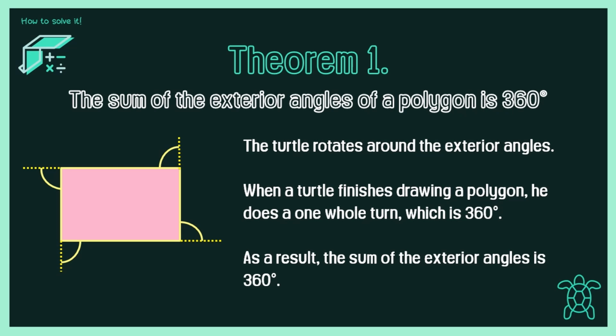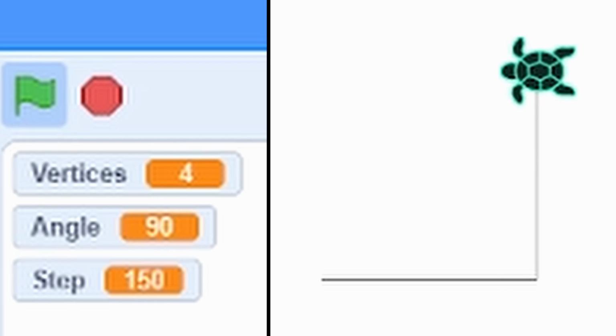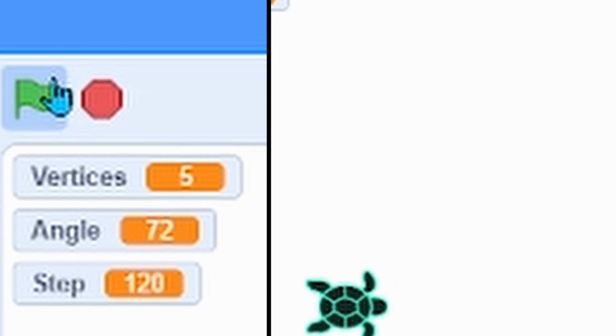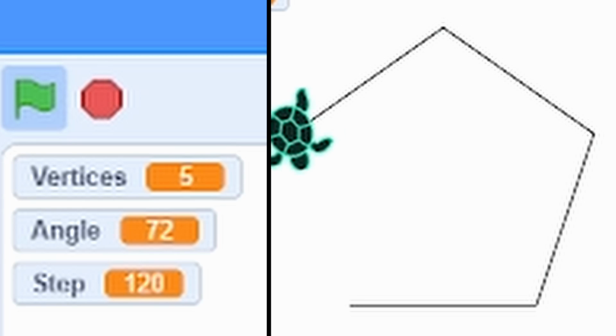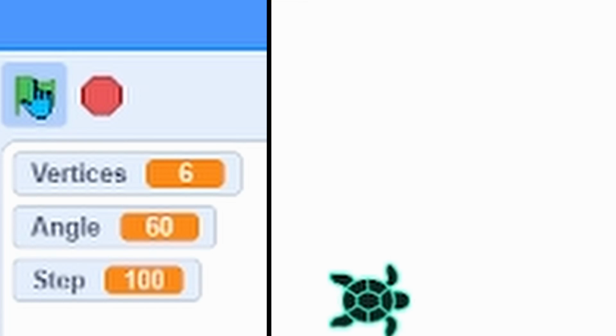I want to present two theorems about the angles. The first one is the sum of the exterior angles of a polygon is 360 degrees. Before proving this, I want to show you the video of how to draw a polygon using a turtle. Here are examples of a square and pentagon and hexagon.